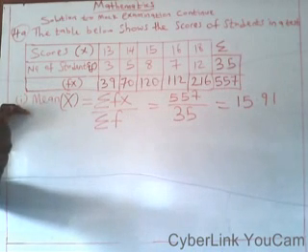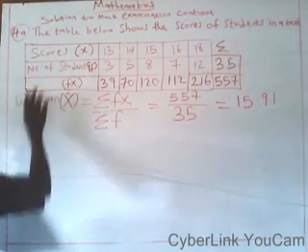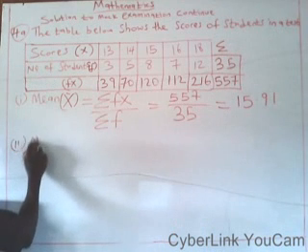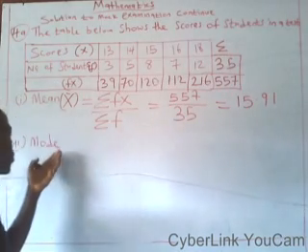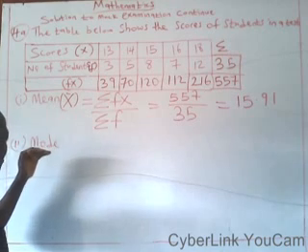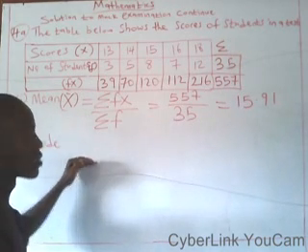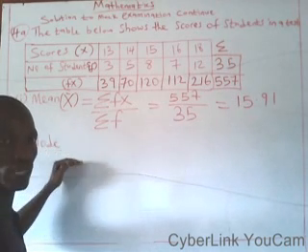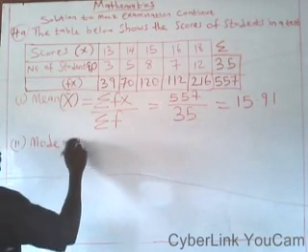Now the next one after it is mode. You are also asked to use this particular table to determine your mode. As we all know, the definition of mode is the data that has the highest frequency, or the value that has the highest frequency in a given data. Let's put it that way. That is the value that has the highest frequency.